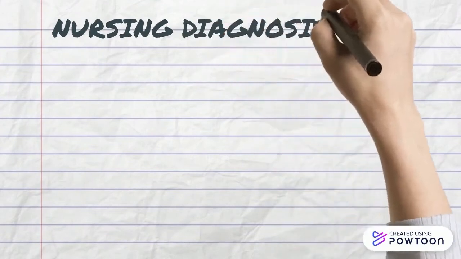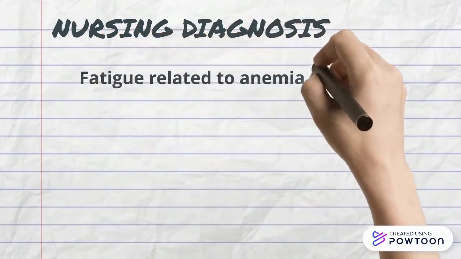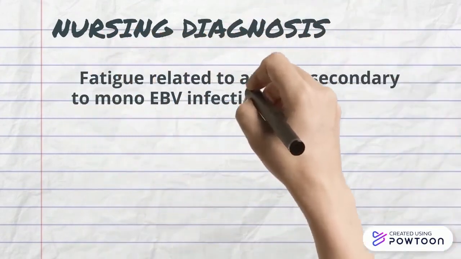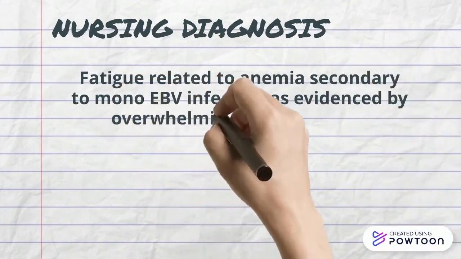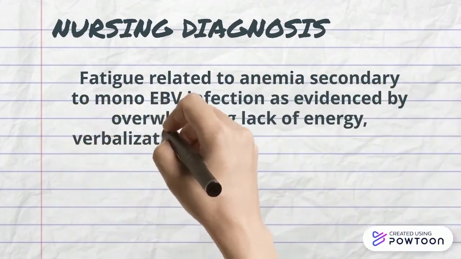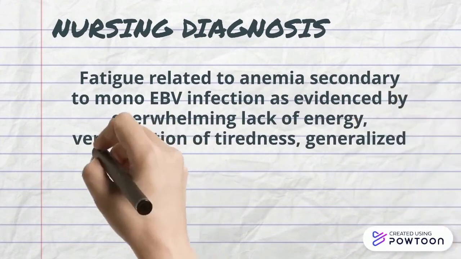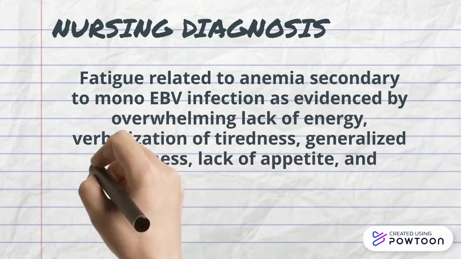Nursing diagnosis. Fatigue related to anemia secondary to mono EBV infection as evidenced by overwhelming lack of energy, verbalization of tiredness, generalized weakness, lack of appetite, and shortness of breath upon exertion.